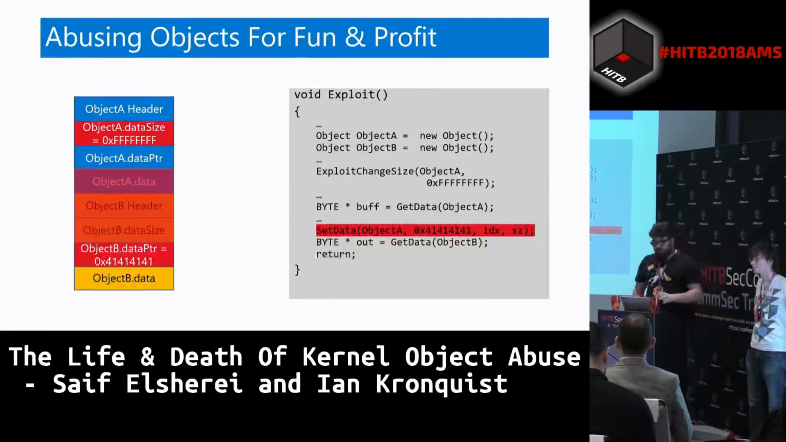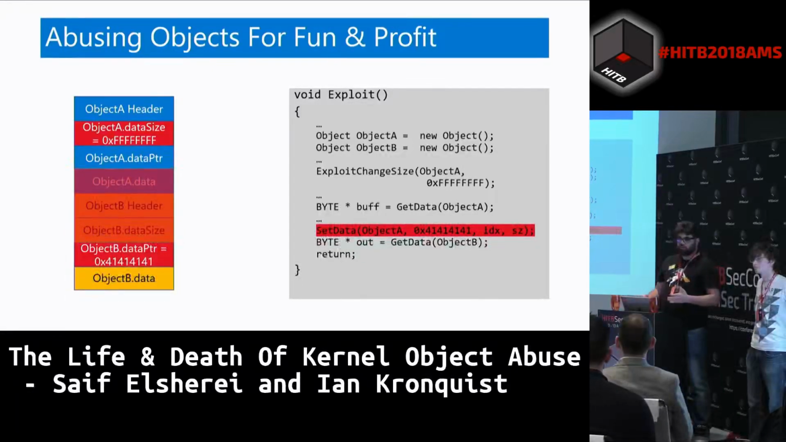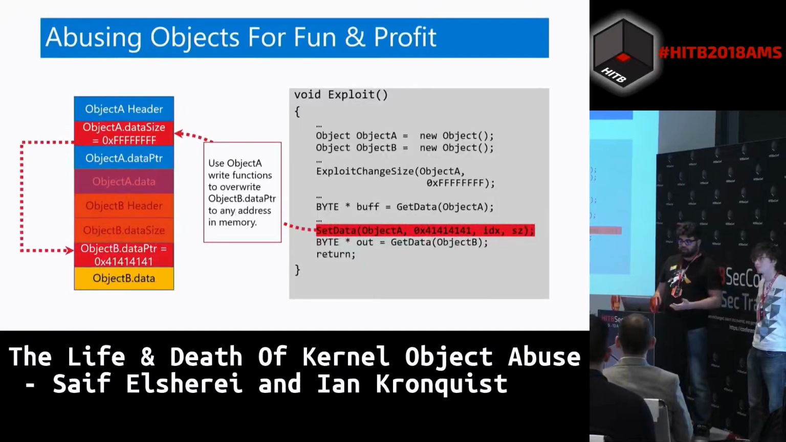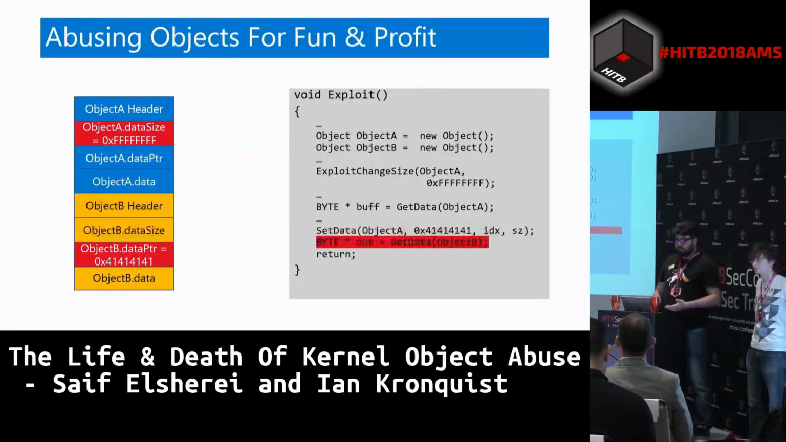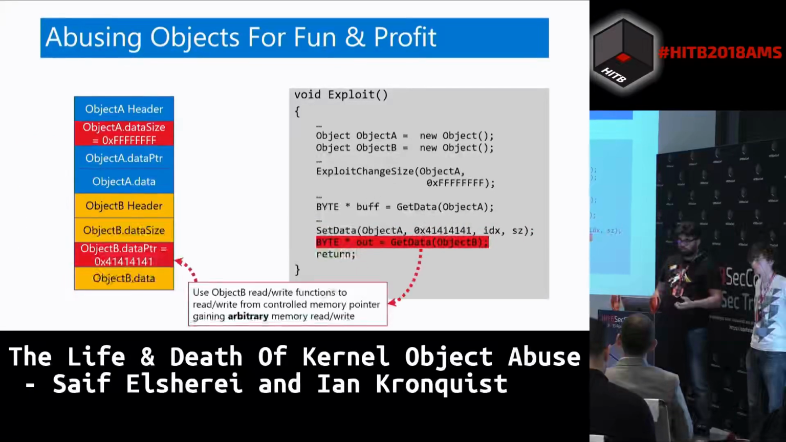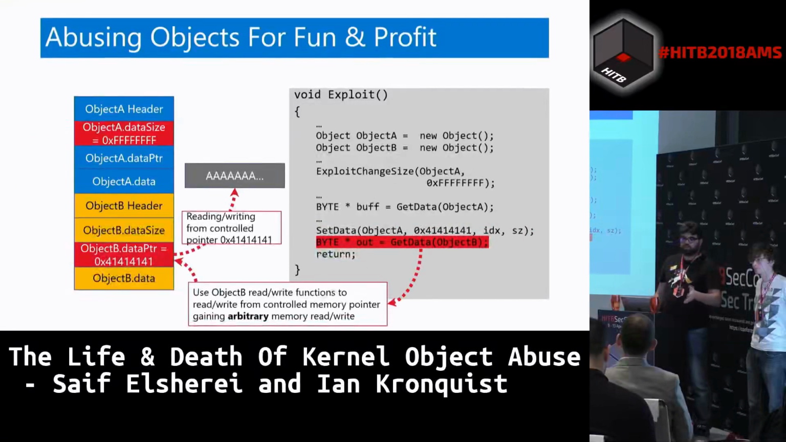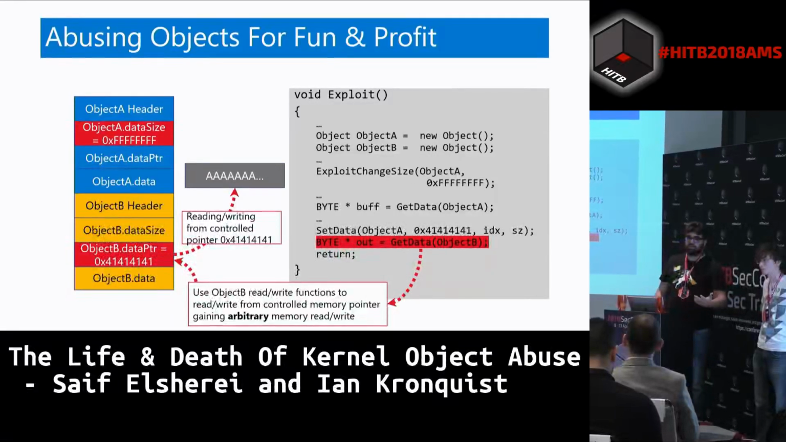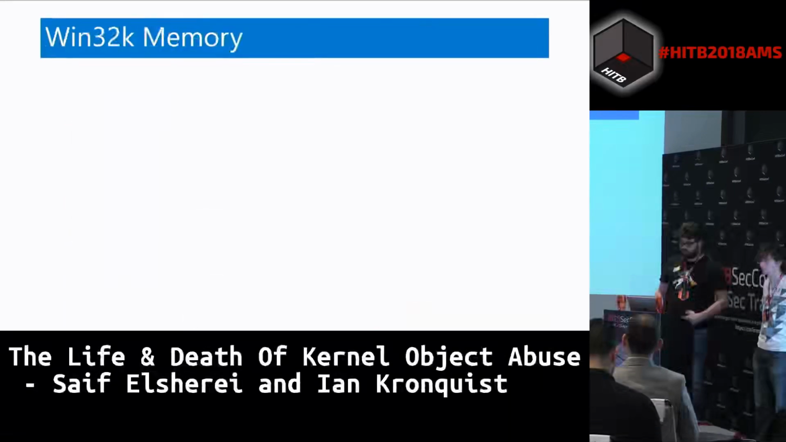And then we can use the main object with the relative read and write to set the next, or the adjacent, object's data pointer to whatever pointer we need. In that case, we set it to 41, 41, 41, 41. And that means that when we try to read data from the second object, we will actually be working on a user-controlled pointer of 41, 41, 41. Of course, in real-world scenarios, this data pointer needs to be changed to something that would be interesting to us, like, as I mentioned, the EPROCESS structure or something like that.